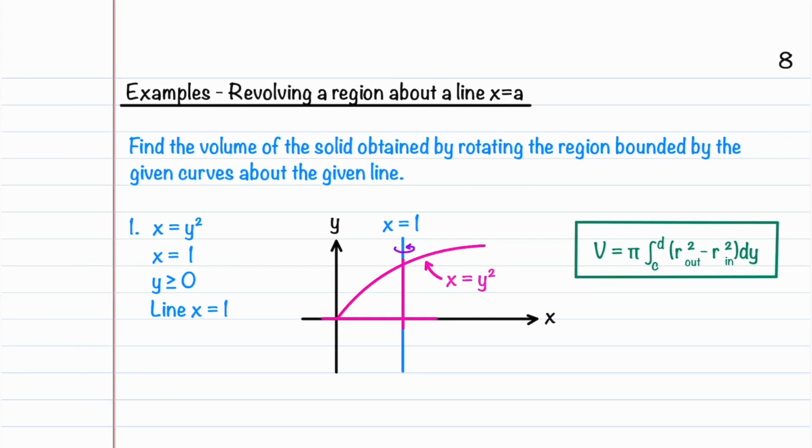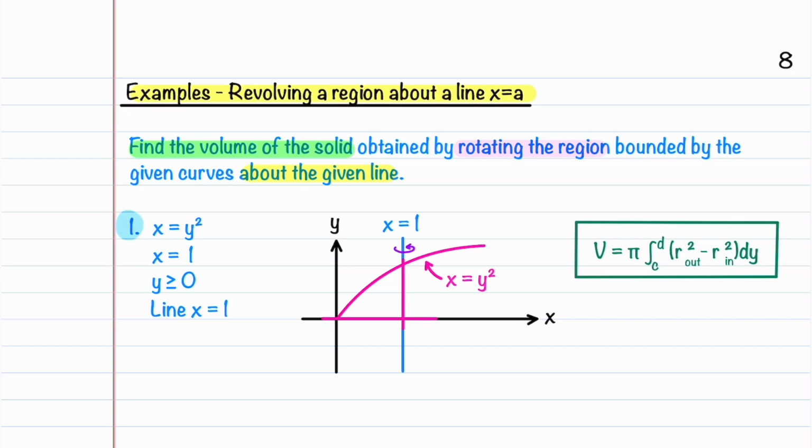We're now going to go through two examples where we revolve a region about a line x is equal to a. This is a line that is parallel to the y-axis. We're going to find the volume of the solid obtained by rotating the region bounded by the given curves about the given line. Let's look at our first example.